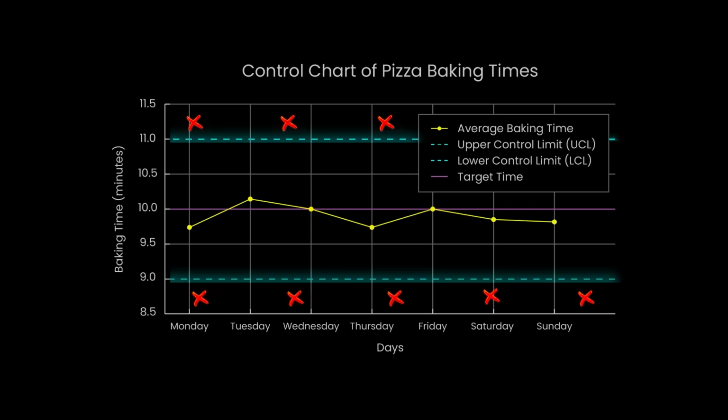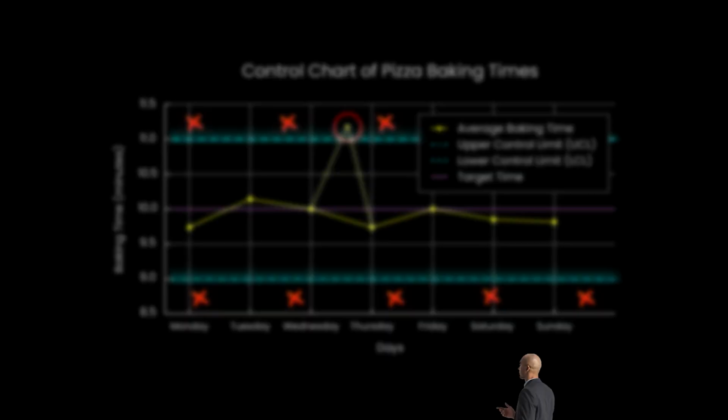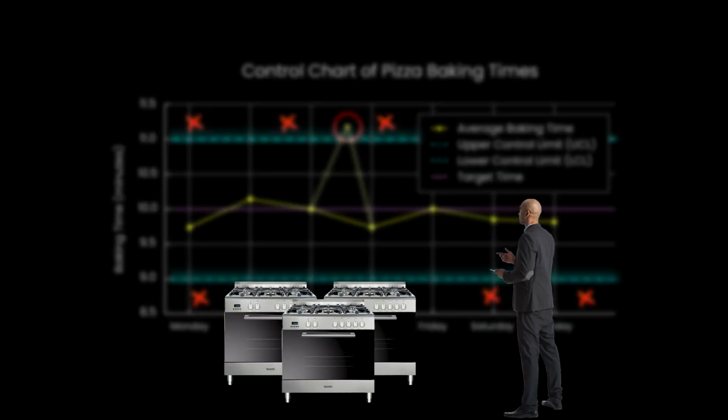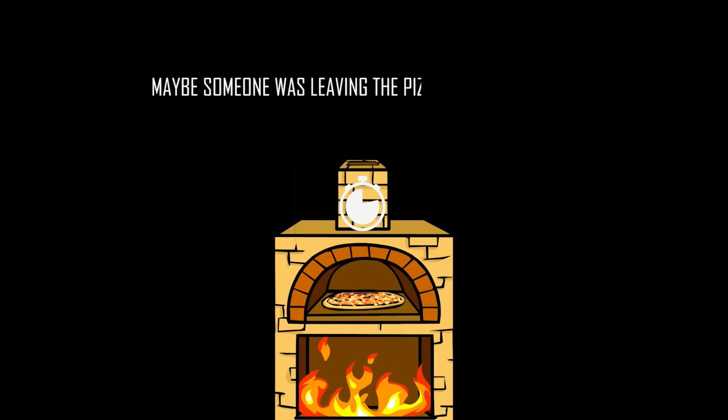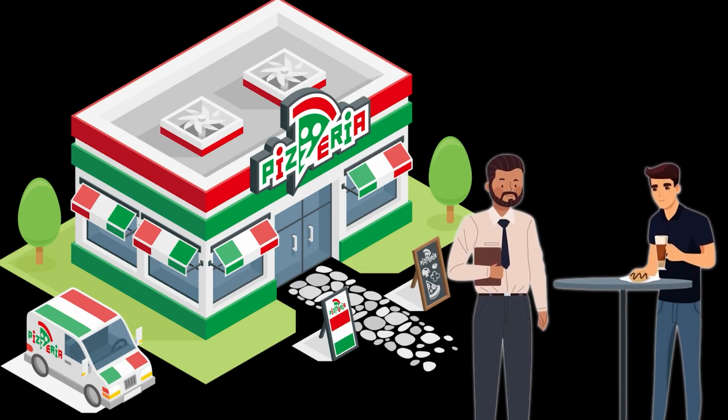However, if there was a point spike above the upper limit, that would have been the special cause variation. In that case, the manager would have had to look into the ovens. Maybe someone was leaving the pizzas in for too long, or maybe there was something wrong with the timer. Remember, a special cause variation needs to be taken seriously before customers start complaining or the business shuts down. Remember, early action equals happy customers.